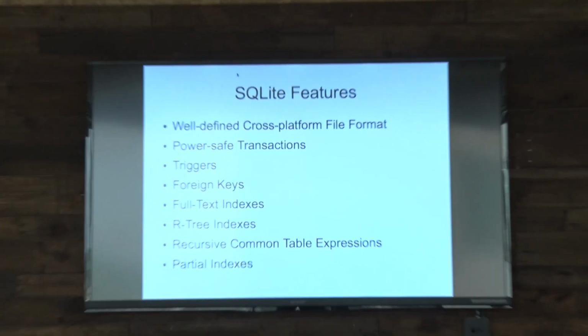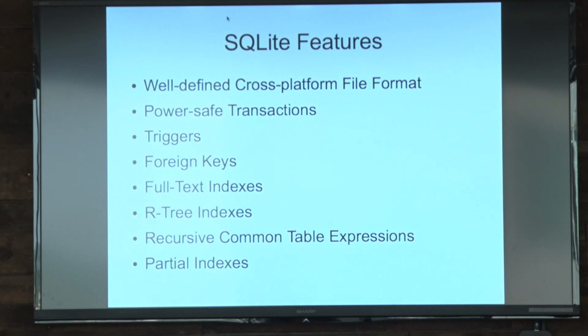Features. It's got a well-defined cross-platform file format, power-safe transactions. That means that if you're in the middle of a transaction and your machine suddenly loses power, either the transaction goes in completely or not at all. When the power comes back on, you don't have half of the stuff saved. It's either all or nothing. That's a very important property. We've got the usual triggers and foreign keys. We have full text indexes, R-tree indexes for geospatial queries. We've got advanced features like recursive common table expressions and partial indices that MySQL does not have.